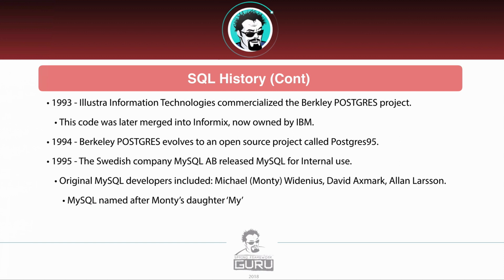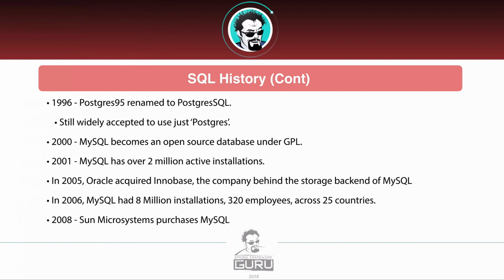Now, the original developers included a guy named Michael "Monty" Widenius, I think you say, and I'm probably butchering his name, David Axmark, and Allan Larsson. Pay attention to that Monty name. You're going to hear that again in a little bit. Now, MySQL is actually named after Monty's daughter, My. I'm not sure how I say that, "My" or "Me." Now, in 1996, Postgres 95 is renamed to PostgreSQL.